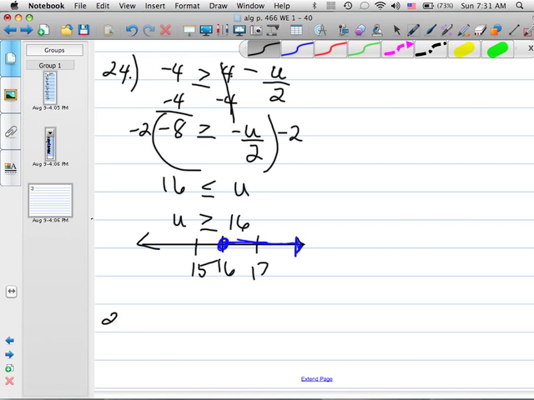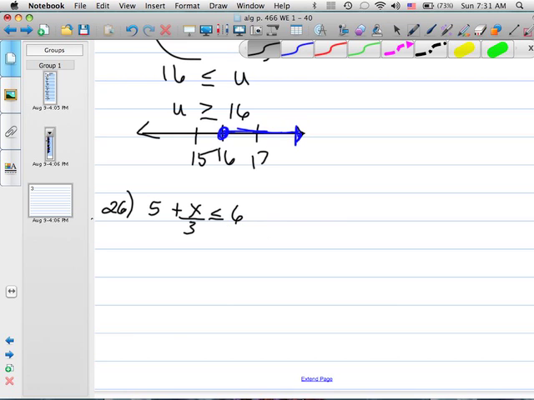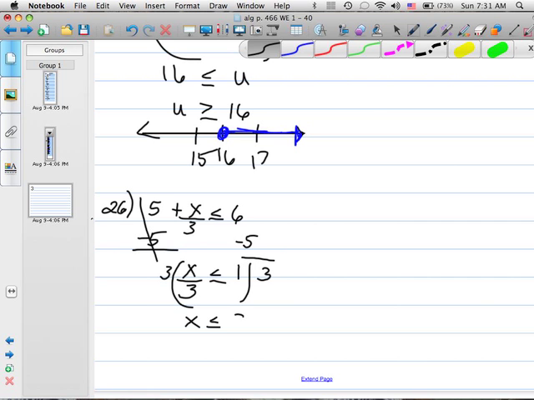Number 26, we have 5 plus x over 3 is less than or equal to 6. Subtract 5 first from both sides, and we get x over 3 is less than or equal to 1. Multiply both sides by 3, and we get x is less than or equal to 3.